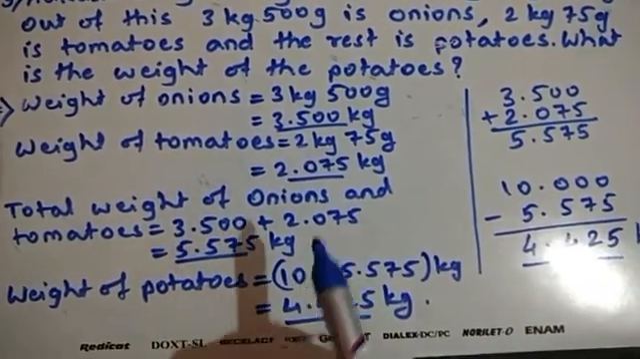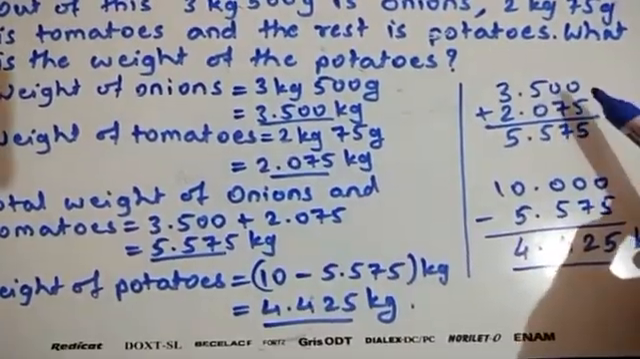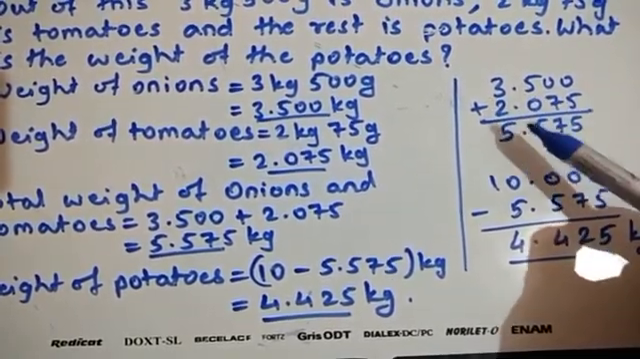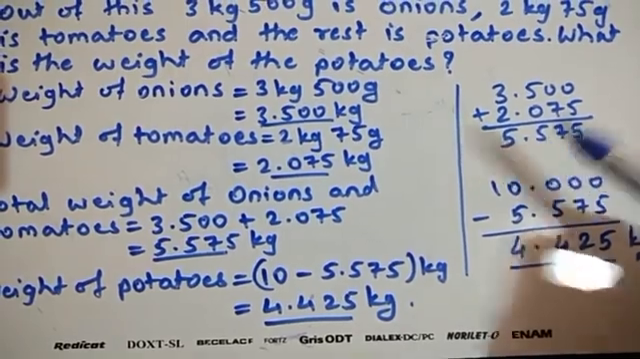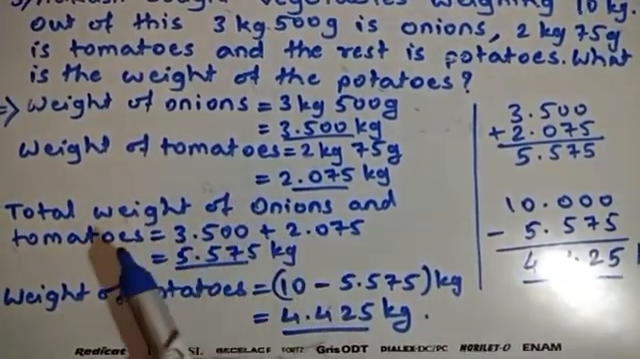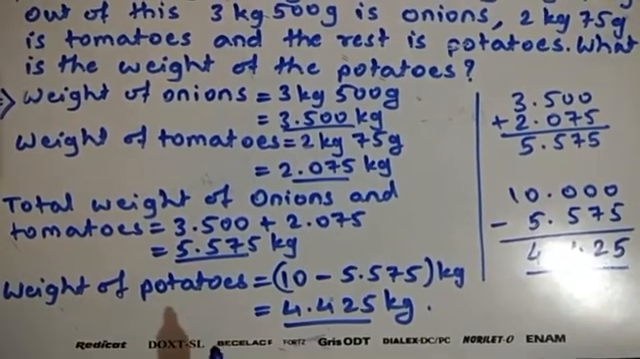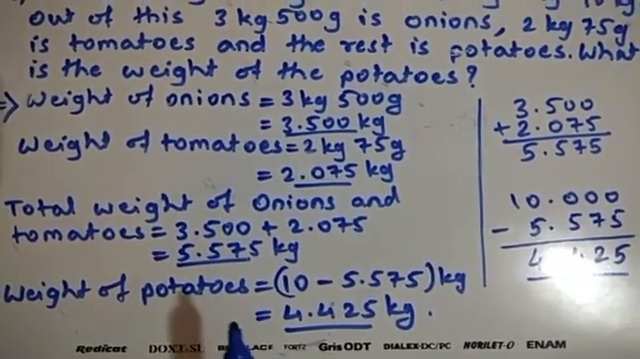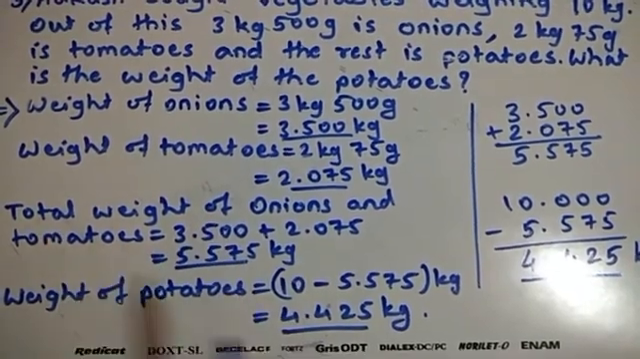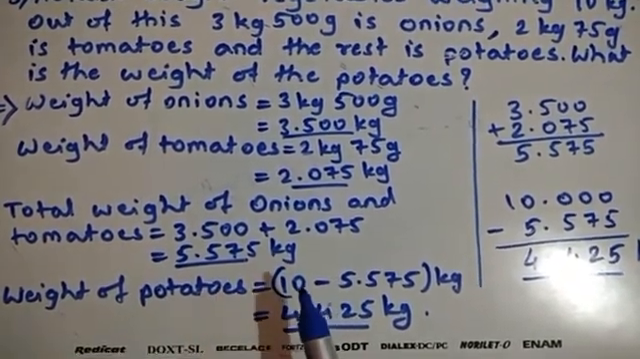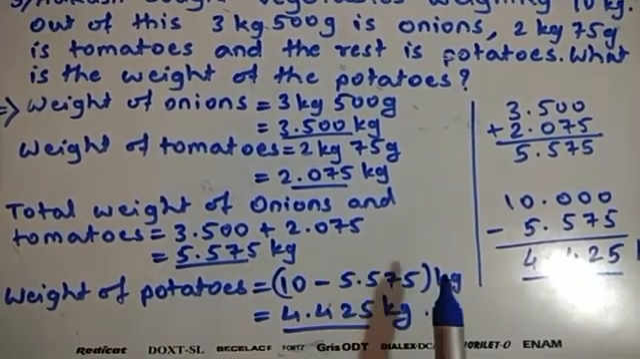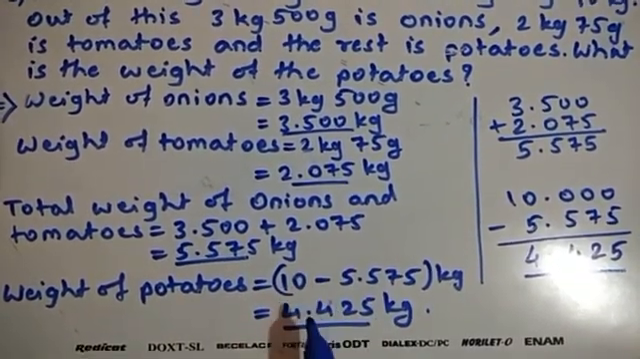That is, we can see here addition, 0 plus 5 is 5, 0 plus 7 is 7, 5 plus 0 is 5, then decimal point, then 3 plus 2 is 5. So answer is 5.575 kilogram is the weight of onions and tomatoes together. Now we want to find out weight of potatoes. So from total weight of vegetables, we have to subtract weight of onions and tomatoes. Therefore total weight is 10 kilogram and weight of onions and tomatoes is 5.575 kilogram. Therefore the difference is 4.425 kilogram.